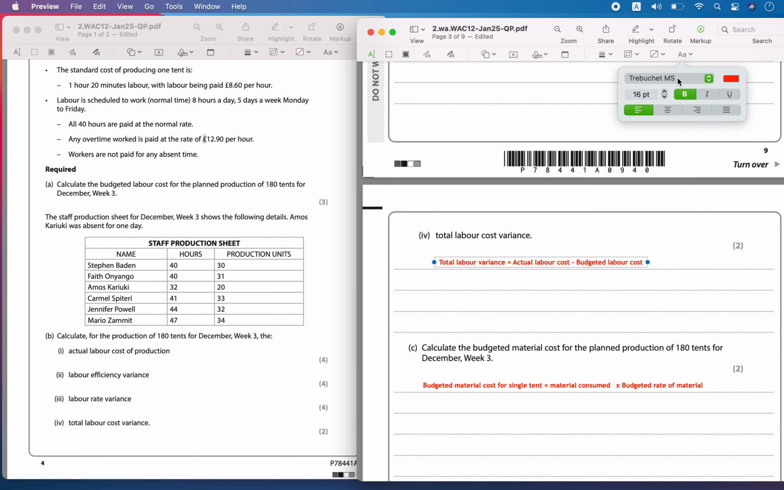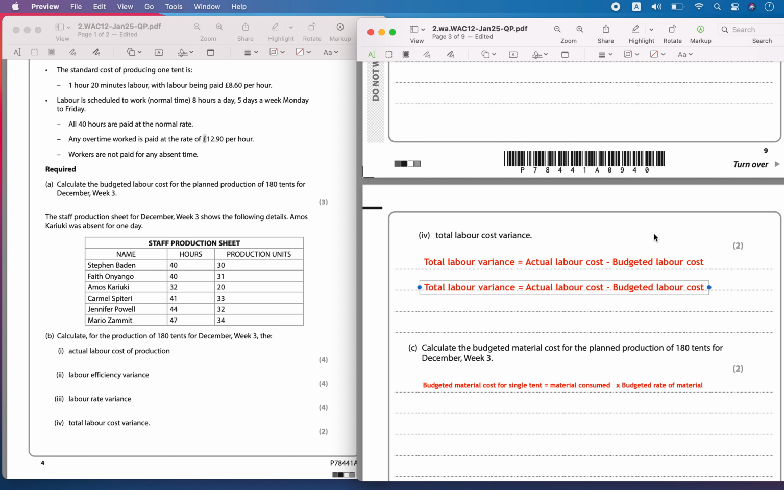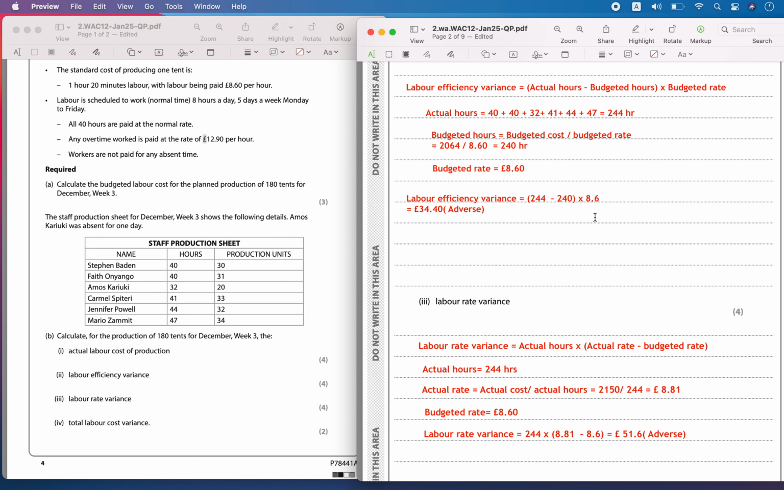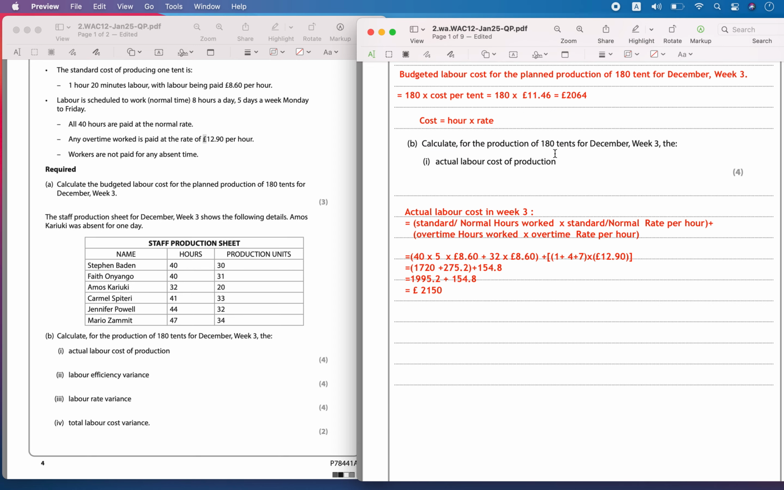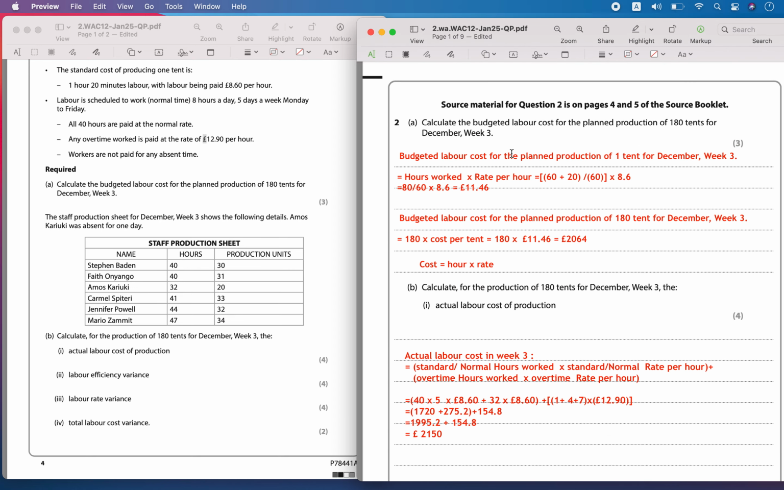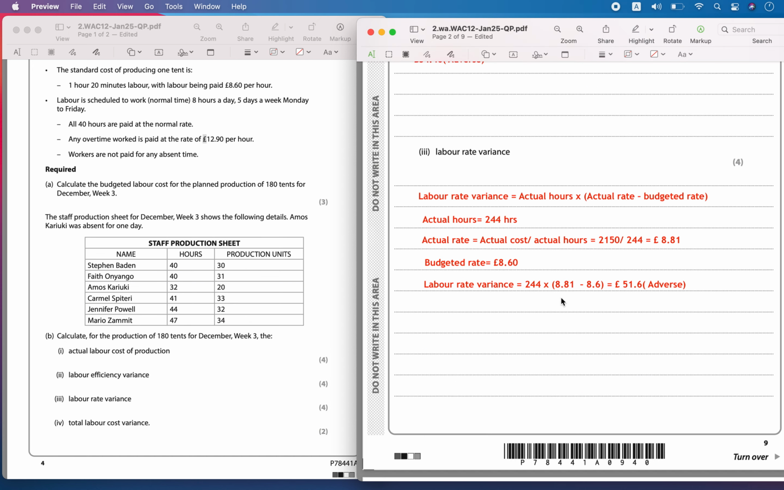Then the total labor cost variance we have to calculate. That is the fourth part. Here the formula is actual labor cost minus the budgeted labor cost. We know the actual labor cost that was incurred was 2150, and the budgeted cost was 2064. This was the budgeted cost, and this was the actual cost.